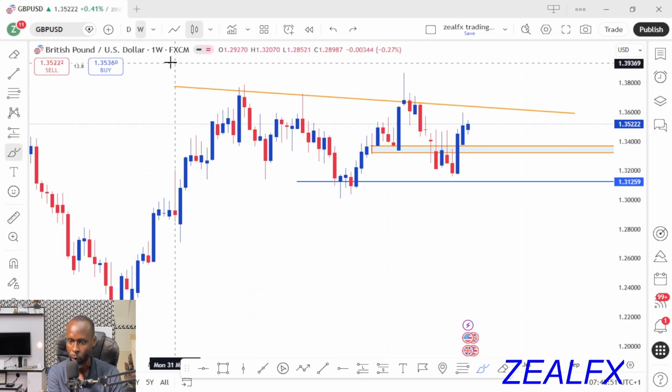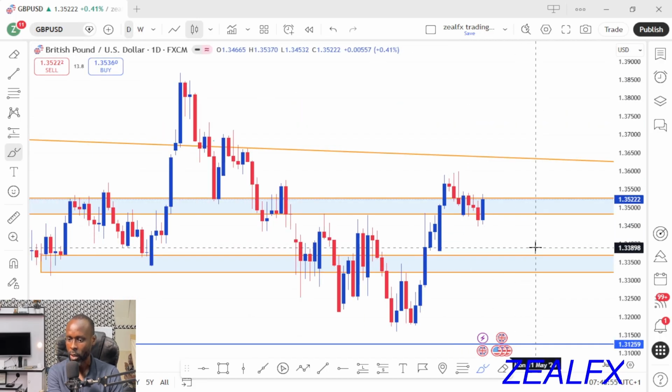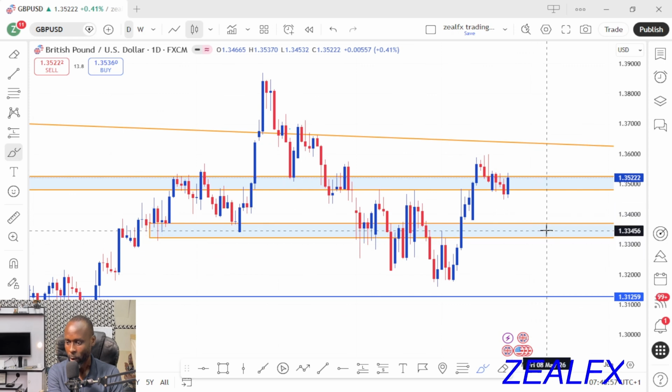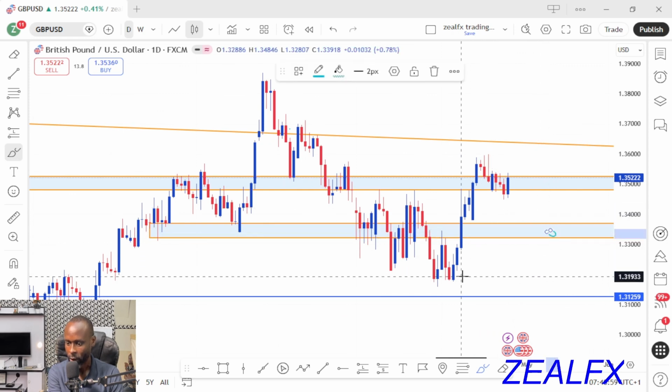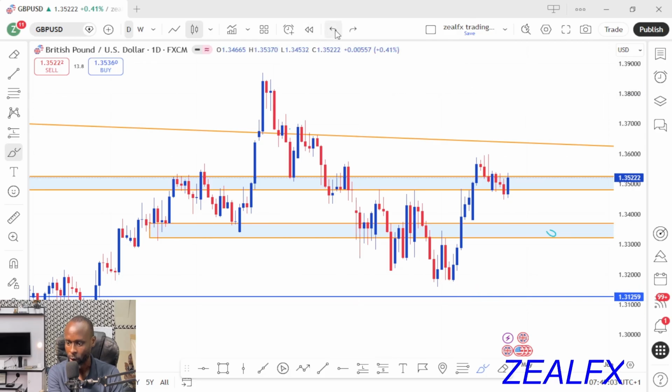So let's go back to our daily chart. On our daily chart now, we have to wait for buying from these key areas, these levels, for us to start looking for a possible buying opportunity on the Pound USD. Buying from this resistance is not encouraging. This shows that the Pound USD for us this week is not that clear for a buying opportunity.